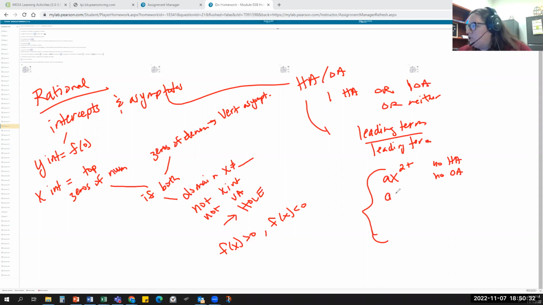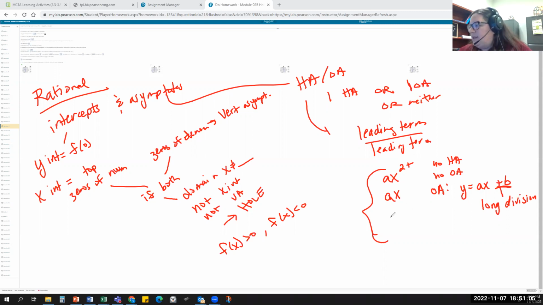The next option is you could just have a multiple of x. That's where you're going to have an oblique asymptote. It's going to be y equals that multiple of x, but then you have potentially plus something else. To find the rest of that oblique asymptote, you're going to have to do long division. But you don't have to worry about finding the remainder, you just have to do enough to get that second piece of the quotient.